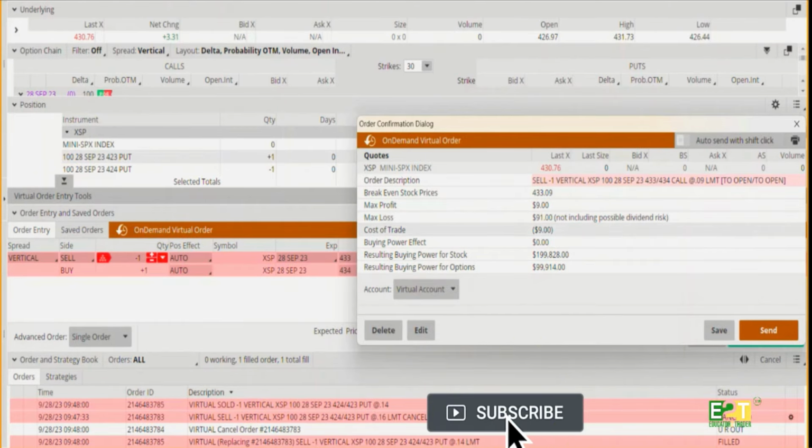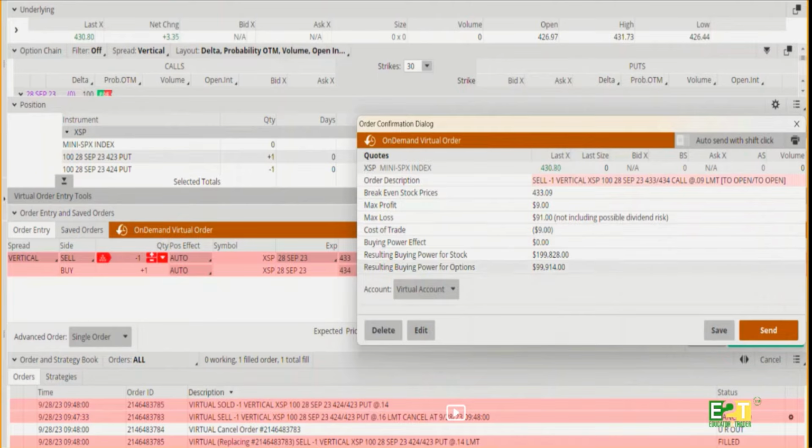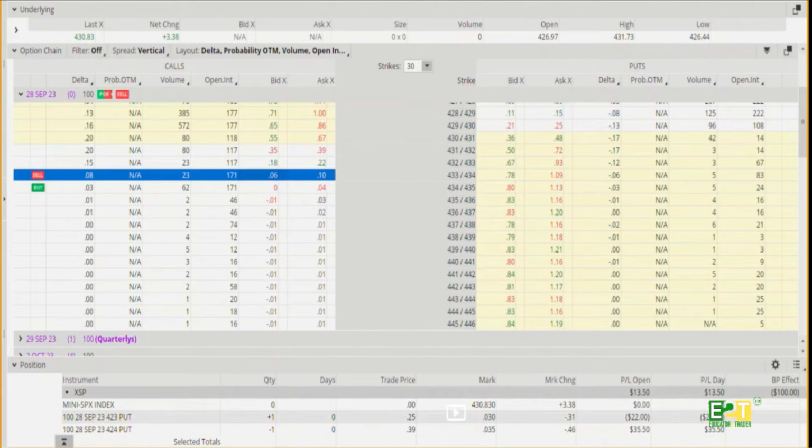The cost of the trade is $9. In parentheses means that's money that's coming to us. That is a premium you're going to receive right as you enter this trade. Now that you've selected your strikes, you selected your expiration, you've gone through the steps to enter the trade, make sure as a seller that you're always looking at the bid column. Sellers, we do bid column.